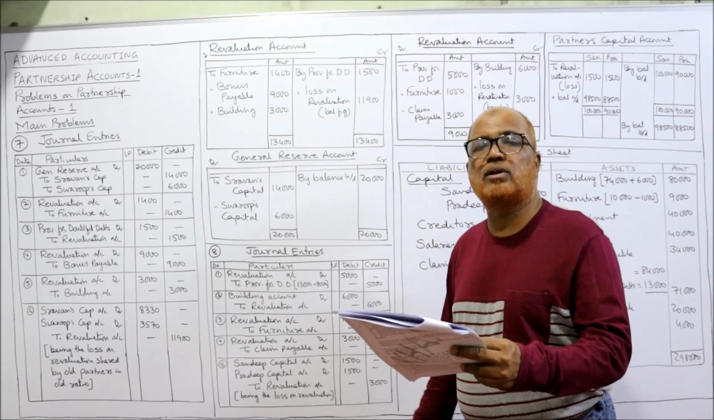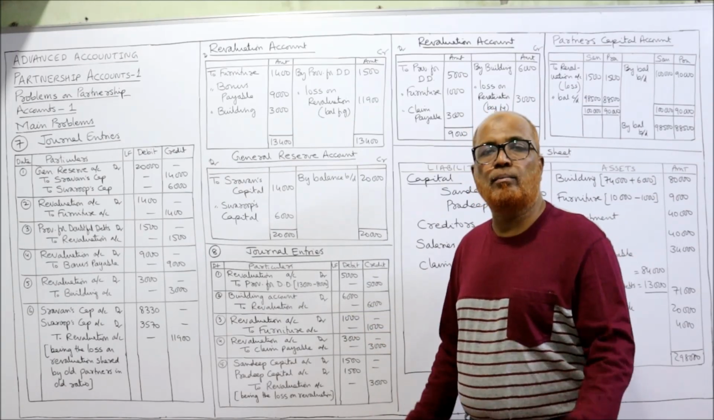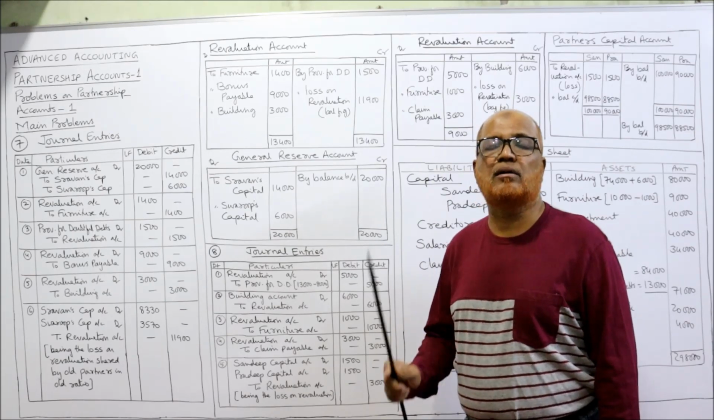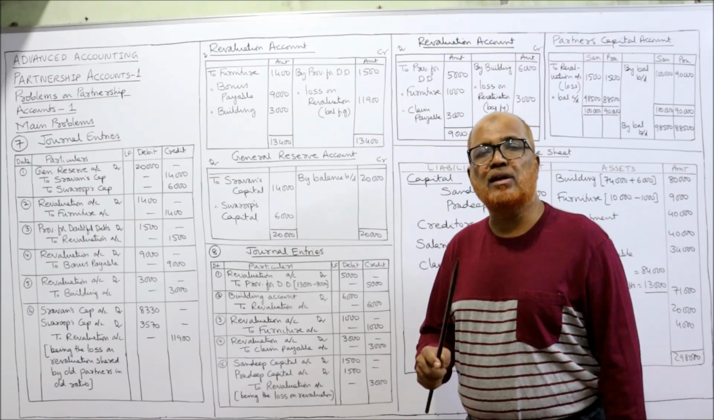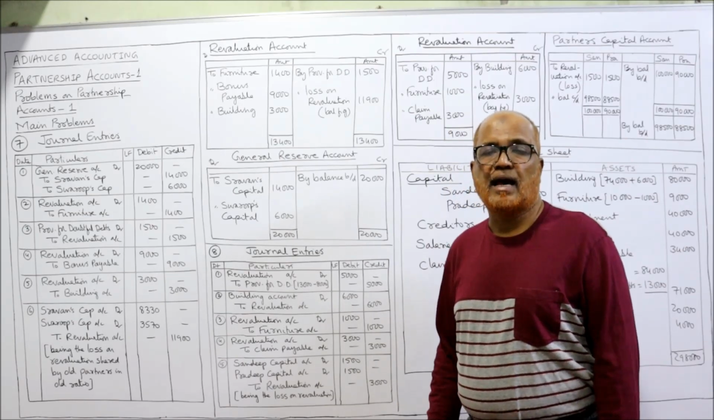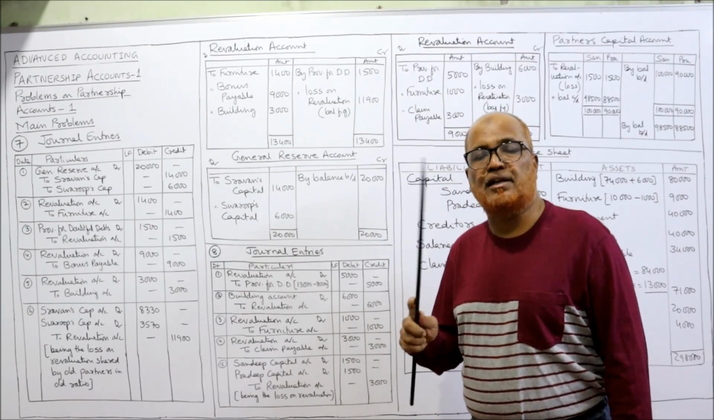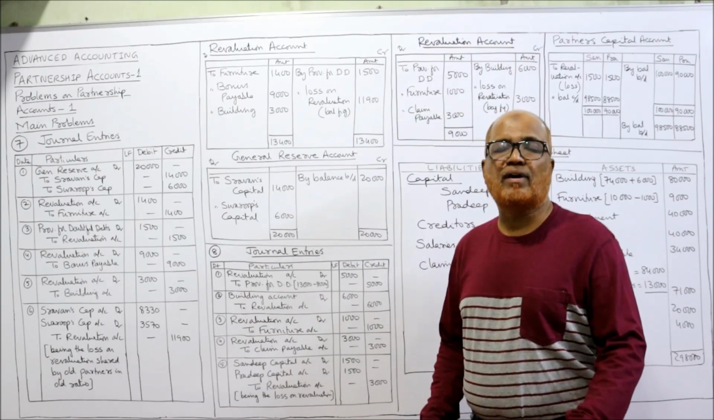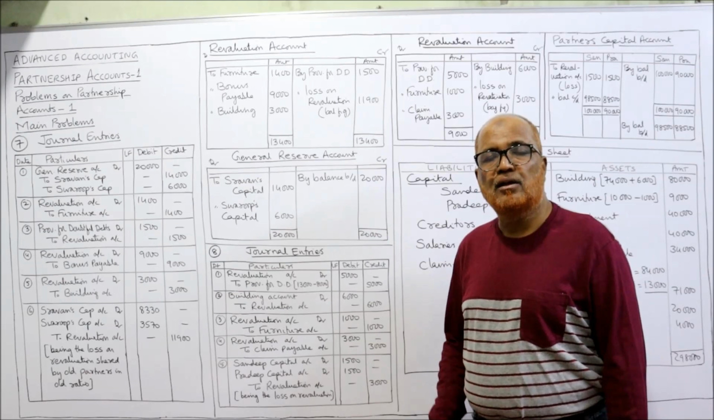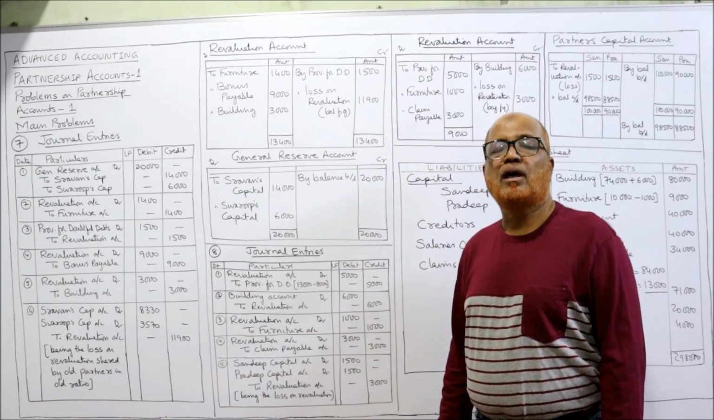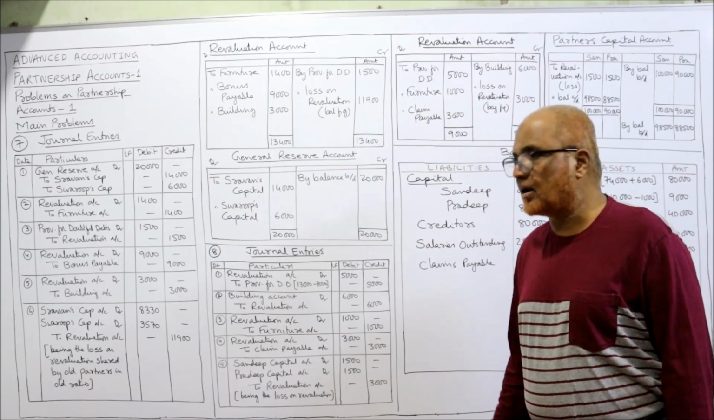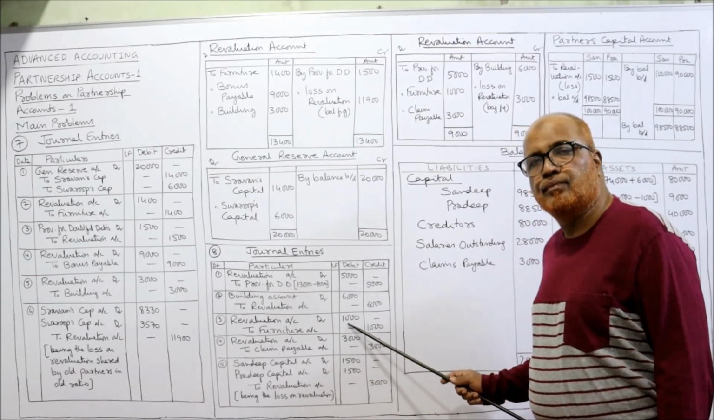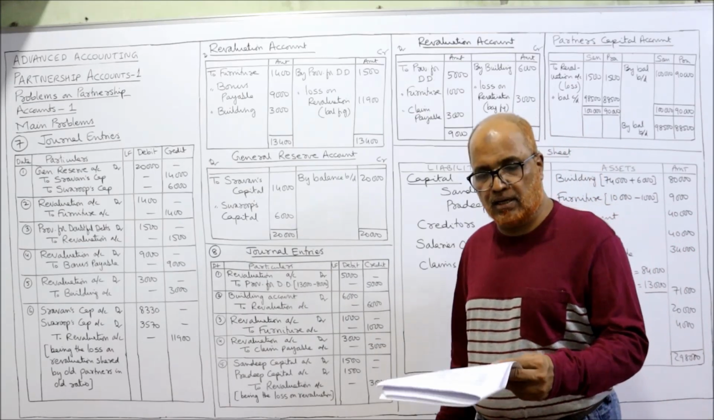Furniture, the balance sheet value 10,000, but the present value make it 9,000. That means 1,000 rupees we are reducing the furniture. The furniture should be credited. Asset, if it is decreased, credit. If the asset increases, debit. So here furniture value is decreasing. So credit furniture. Revaluation account debit, furniture account credit, 1,000. Being the value of furniture decreased.